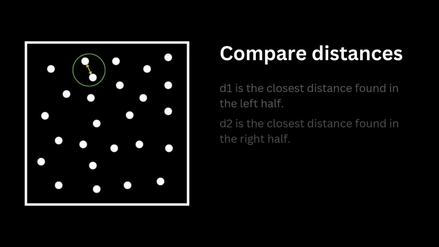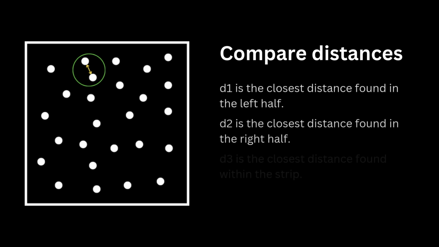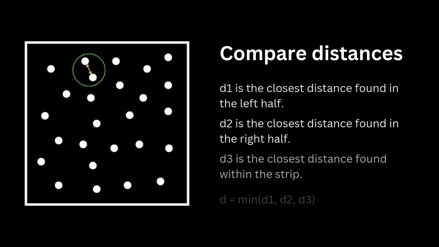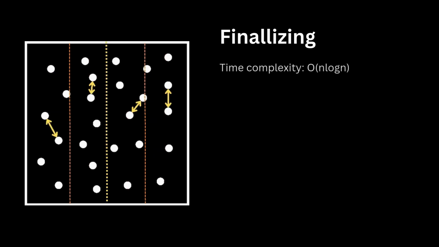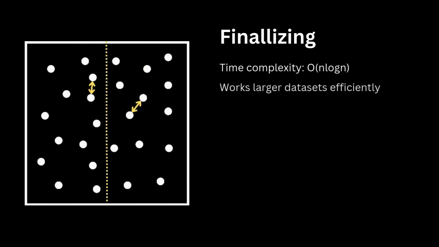We take the minimum distances found in both halves and the strip, then compare them to get the overall closest pair. This final step ensures we have the closest points, whether they're within a single half or spanning the dividing line. By combining these steps efficiently, the algorithm runs in O(n log n) time, making it much faster than the brute force method. This enables us to find the closest pair of points, even in large datasets, in a time-efficient manner.